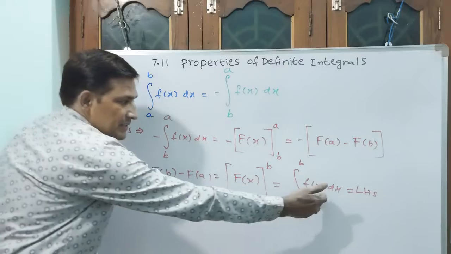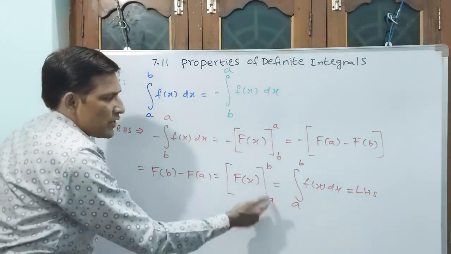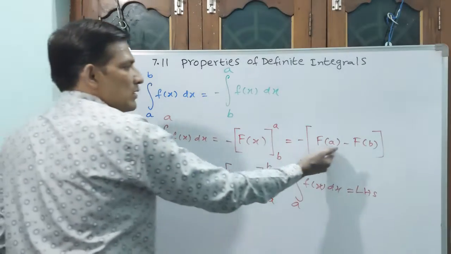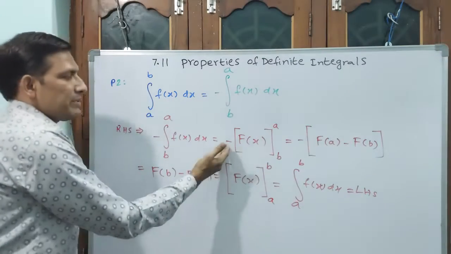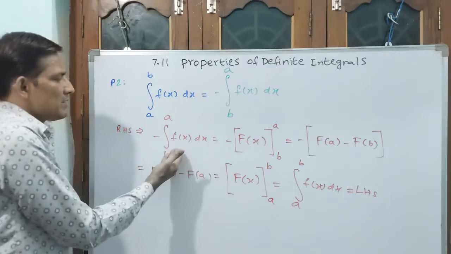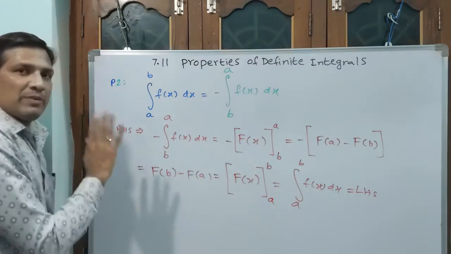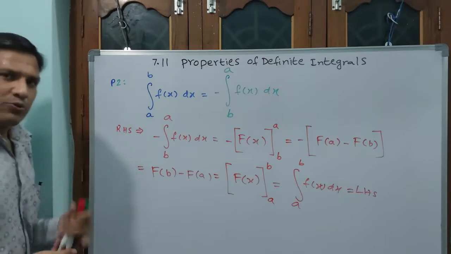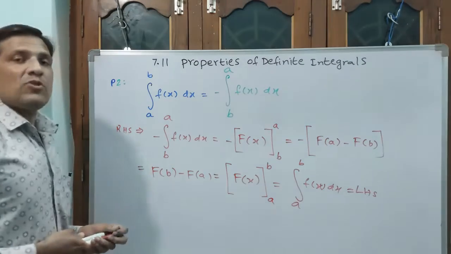LHS is a to b f of x dx. If you do it, F of x from a to b will come. That means F of b minus F of a. That means minus of F of a minus F of b. That means minus of F of x from b to a. That means this property is proved. Or you can understand it like this. Let us go for the third property.